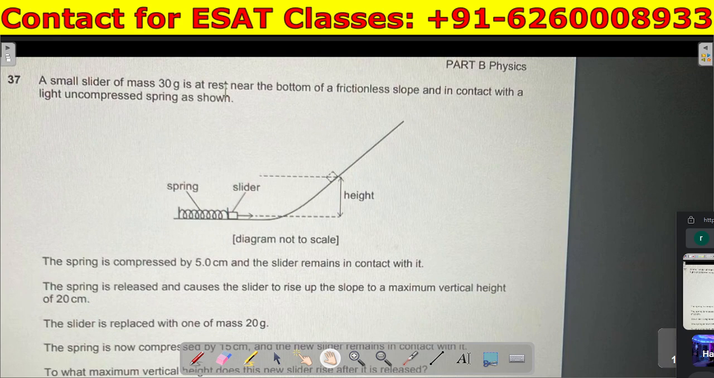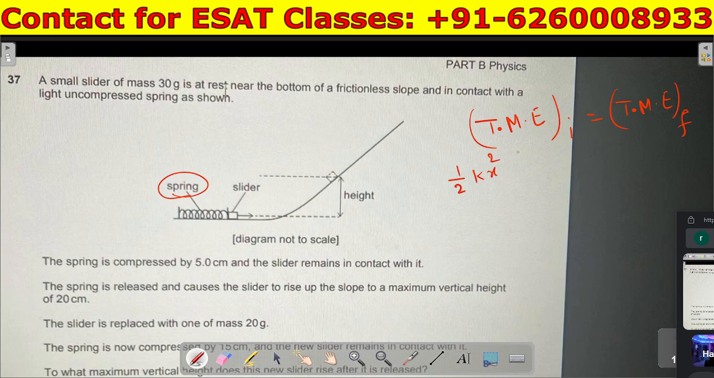Can we apply the conservation of total mechanical energy? Initially the total mechanical energy should be equal to the total mechanical energy finally. So initially, before the release, our spring potential energy was half kx square, plus no gravitational potential energy, that is 0, plus no kinetic energy because it is starting from rest, so kinetic energy is also 0.